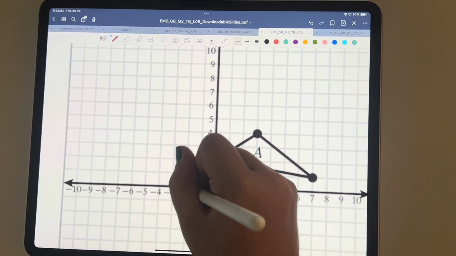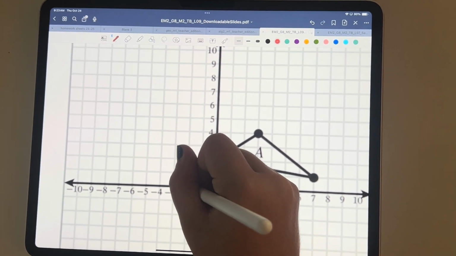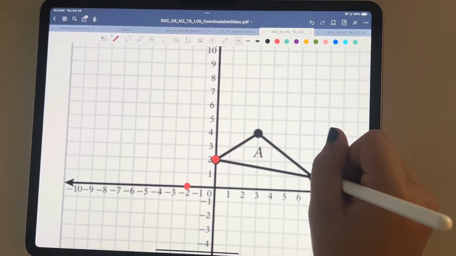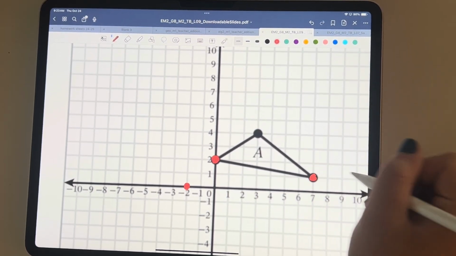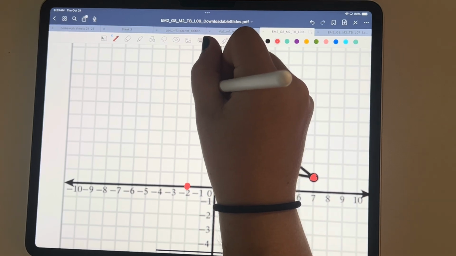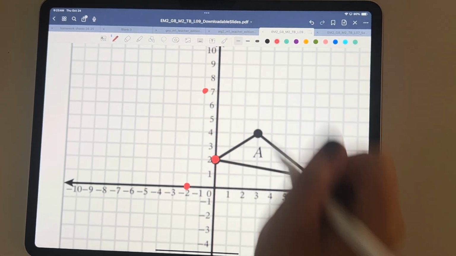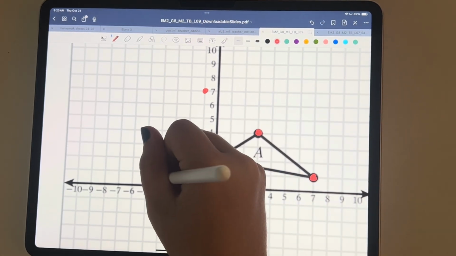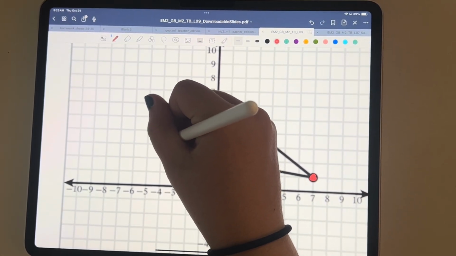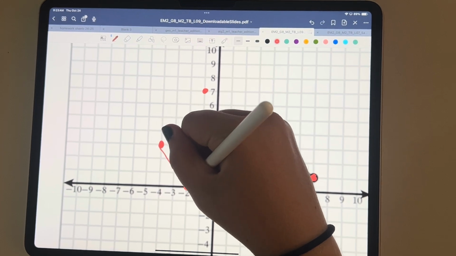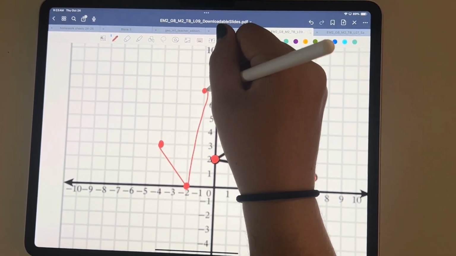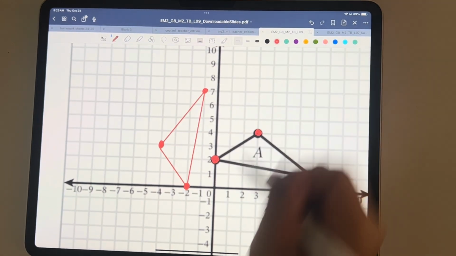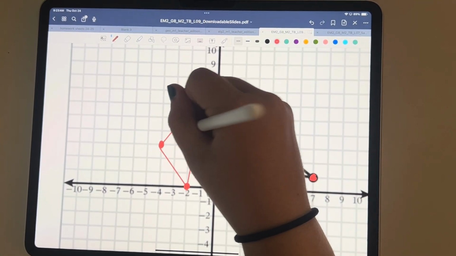Negative 2, 0. Yeah, it should be on the x-axis, exactly. Then -4, 3, and -1, 7. Great. And then our last one goes to 4, 3. Beautiful. So this is our rotation. We'll call it A prime.